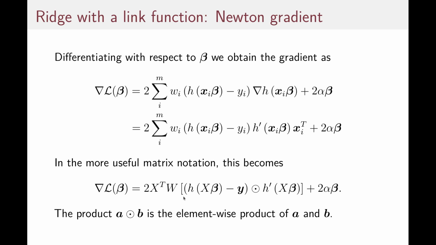Once you've done that, you have this matrix term here and a vector term here. This is a vector, this is a vector, and this dot with the circle is just the element-wise product of the entries of A and B, these 2 vectors. So just to remind ourselves of shapes, the gradient here is a vector that has the same shape as beta.